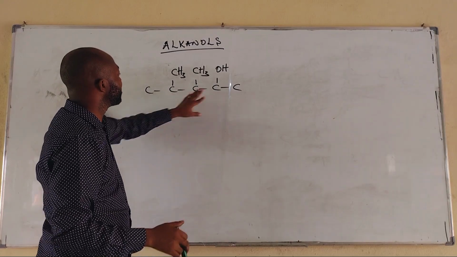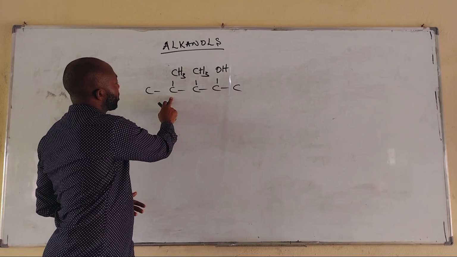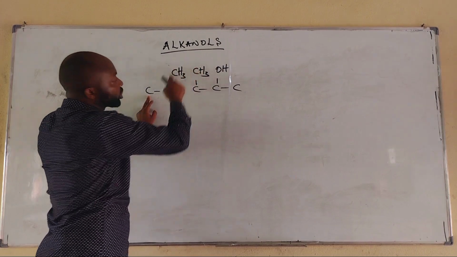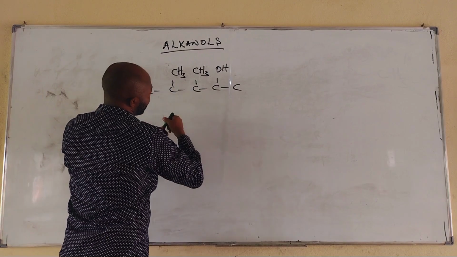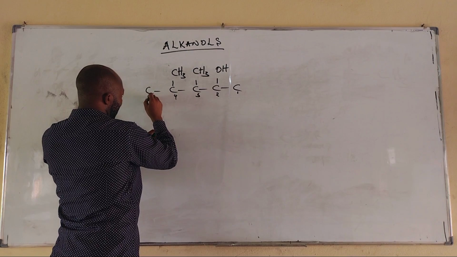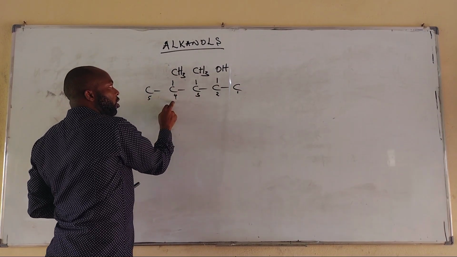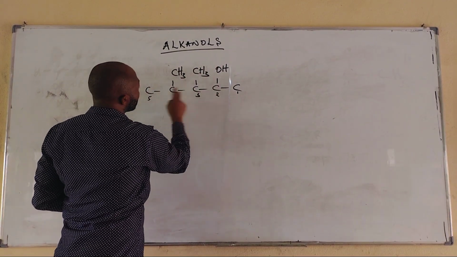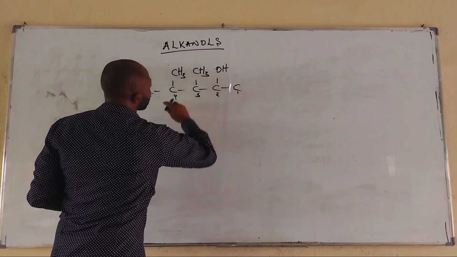So if I want to name this, I first of all look at what is my parent chain. 1, 2, 3, 4, 5. Okay, this is my parent chain. This and this are substituents, and they are methyl. So now I have here my positions 1, 2, 3, 4, and 5. So this is 3,4-dimethyl 2-pentanol. That's it. Let me write it out.